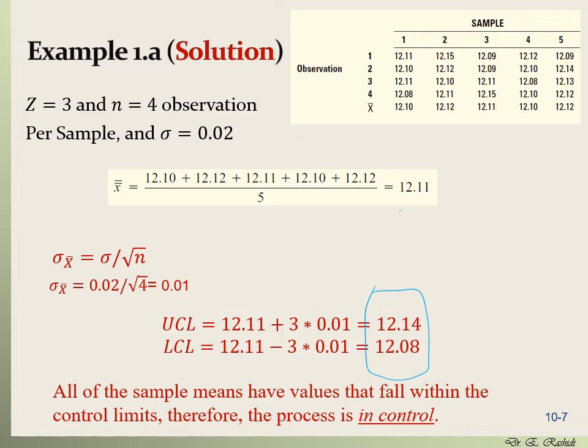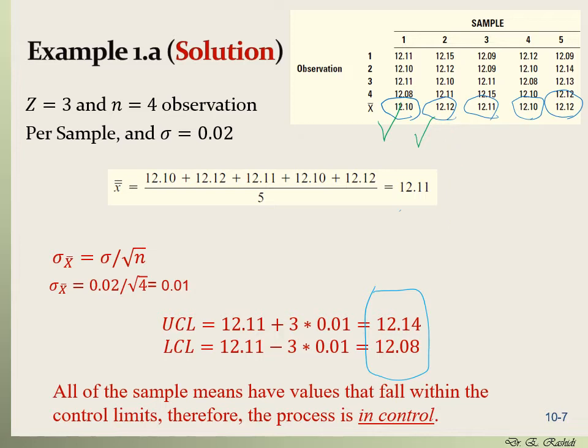So for each sample mean, we need to see whether these values fall within the acceptable range, that's within the lower limit and upper limit. So let's start with the first one, 12.10, that is between 12.08 and 12.14. So this is checked, it is in control. We're going to go to the next one, 12.12. 12.12 is within the 12.08 and 12.14, that's the lower limit and upper limit. So the second sample is also checked, it is in control.